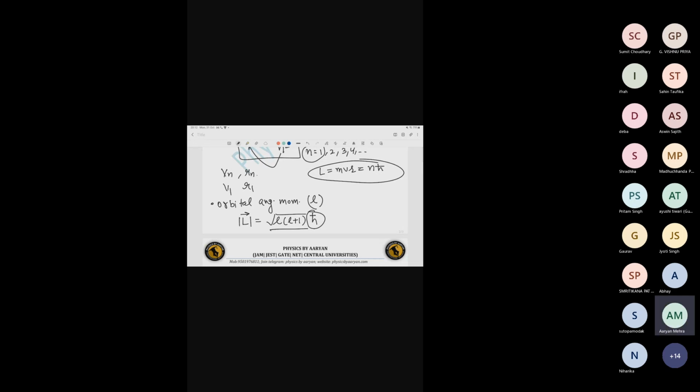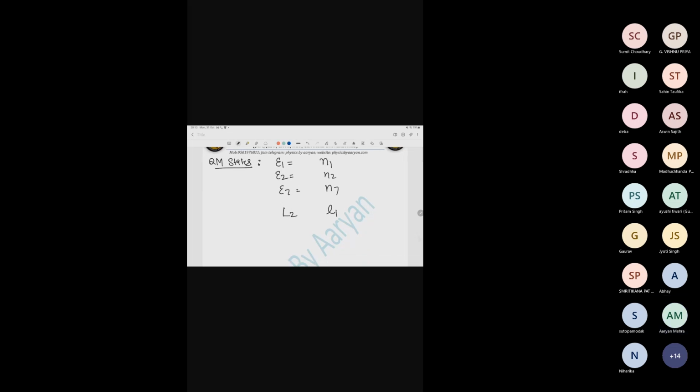So till here we have got very good information about the quantum mechanical states. What is the first information that we got? Whatever physical quantities we can measure, we connect those things with the states. So if we have energy E1, then it has state N1. If it has energy E2, it has state N2. If it has energy E7, it has state N7. Similarly, if it has angular momentum L2, it has state L2, and so on and so forth. We define a state of our quantum mechanical system with some physical parameters. That's a very simple definition.